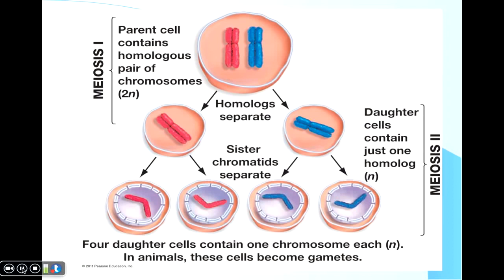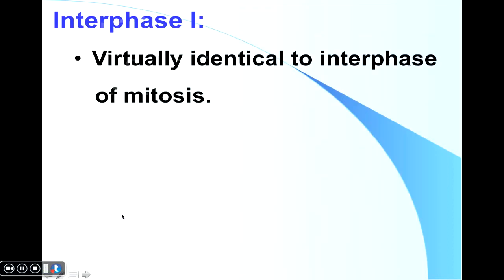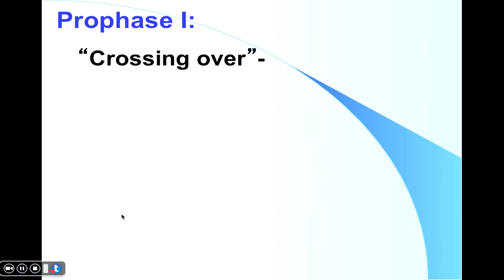So let's now briefly summarize what occurs during each stage of meiosis, beginning with interphase I. Interphase I is essentially the same thing as interphase of mitosis. So lots of things taking place. The key feature, of course, is that all the chromosomes replicate. So DNA synthesis, or the S phase of the cell cycle, occurs during interphase I.